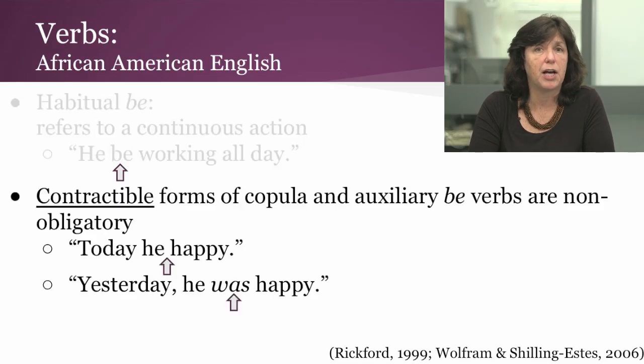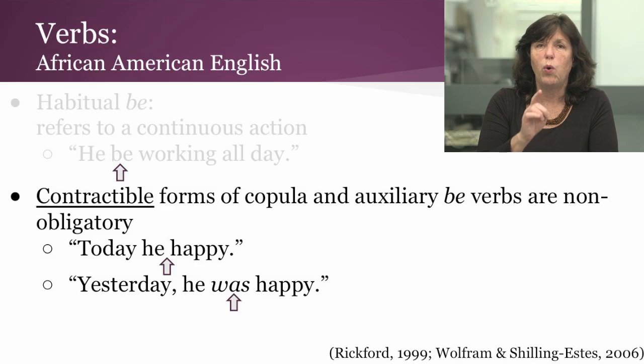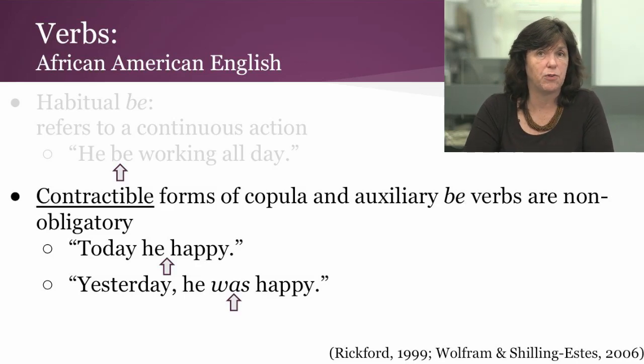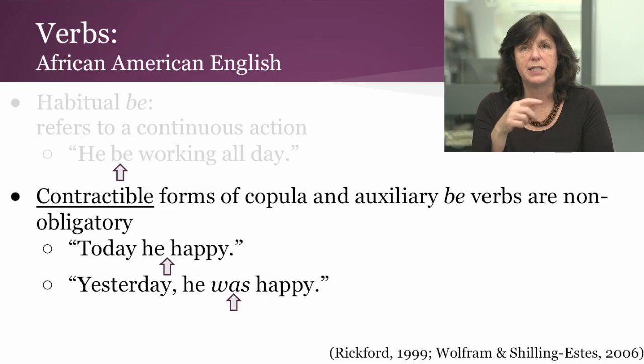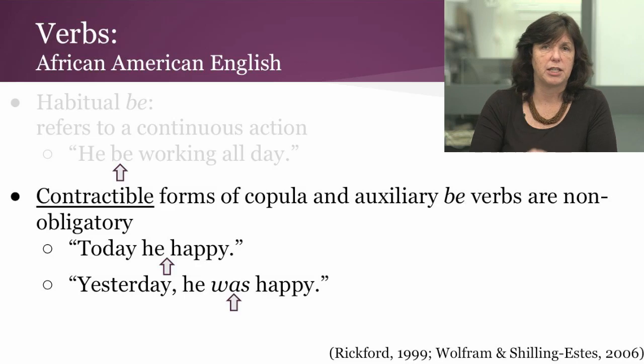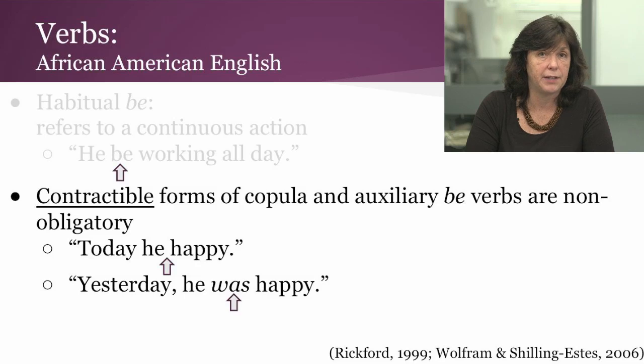Further, contractible forms of copular and auxiliary be verbs are not obligatory. This is an important point. The is in he is happy is contractible. It would be grammatically correct to say he's happy. So in African American English, it's acceptable to omit the copular be and say he happy. Was, however, is not a contractible form. Remember, you can't say he's happy when discussing the past. He was happy. So this form of the be verb is uncontractible, and therefore it would not be consistent with the grammar of African American English to omit it.